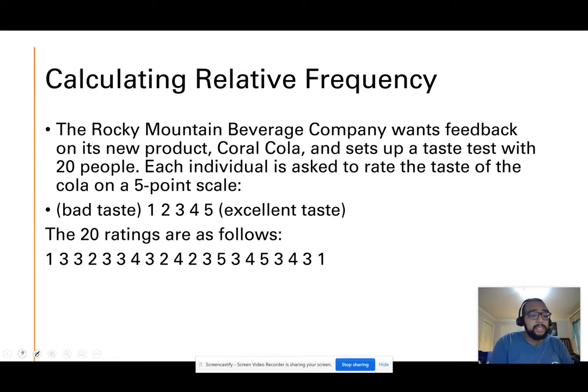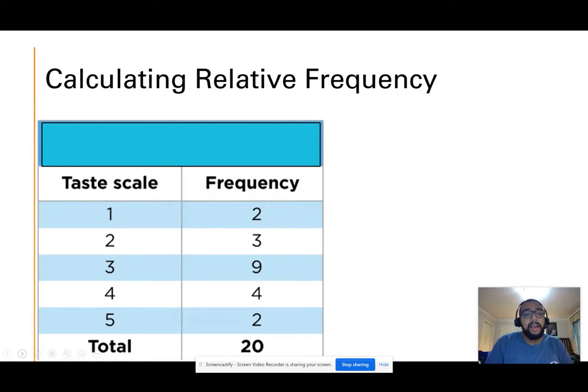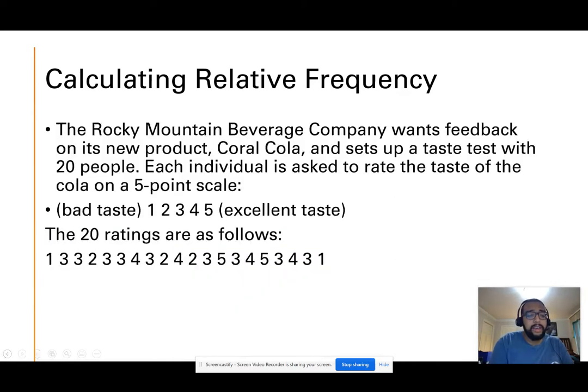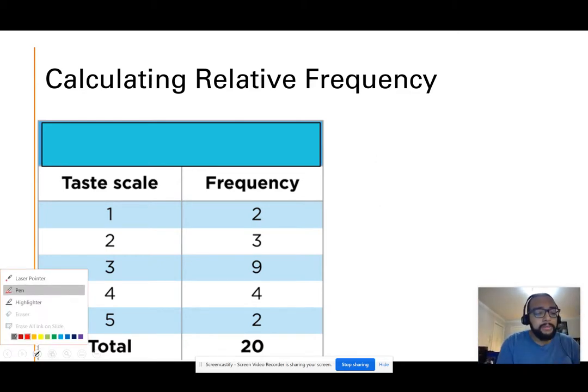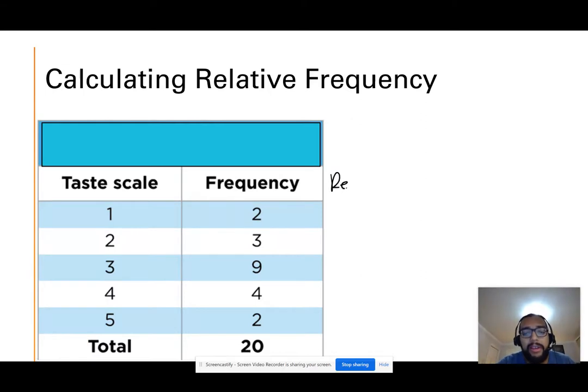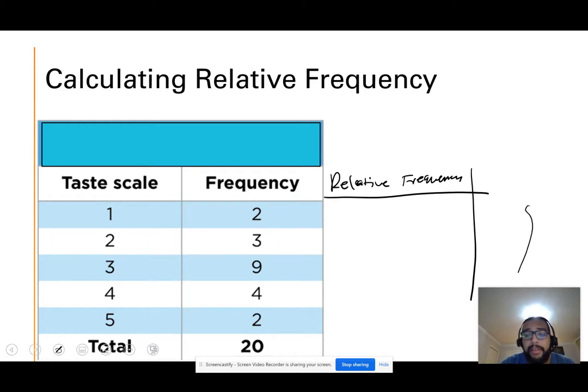So let's calculate the relative frequency here. Now, I gave you the frequency counts here. Maybe you need to do it yourself. Either way, we just saw that there were two people who said it had a taste scale of 1, 3 who had a taste scale of 2, 9 had a taste scale of 3, and so forth. So when calculating relative frequency, what I'll do is I'll just make an extra column right here. Perfect, I can spell, can't I? Let me move one person out of the way.